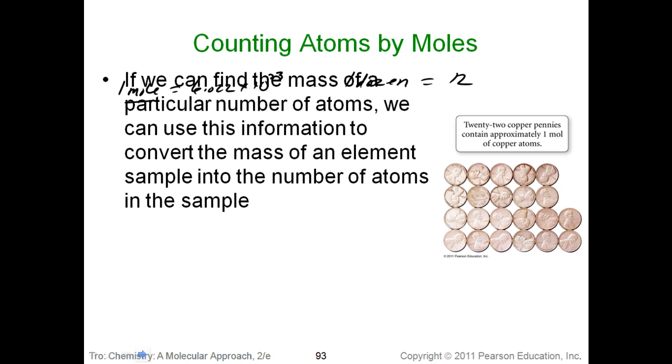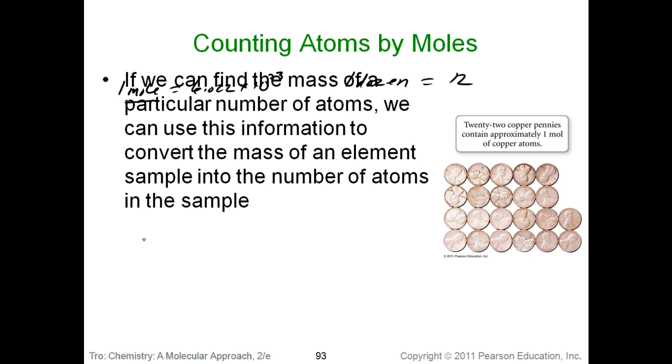Alright. So if we can find the mass of a particular number of atoms, we can use this information to convert the mass of an element sample into the number of atoms of that sample. And you say, well, why would I want to do that? Why would I want to convert mass to number of atoms? Well, it's kind of like this.